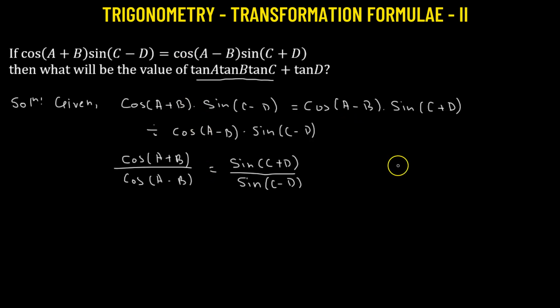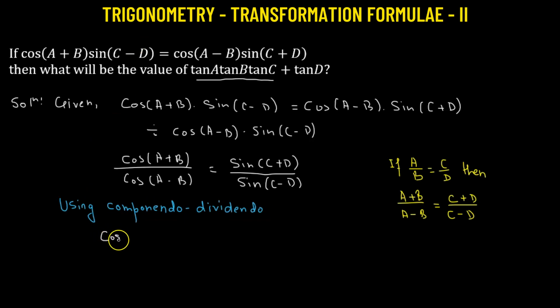We can use a fact known as componendo dividendo. That means if we say the ratio a is to b equals the ratio c is to d, then componendo dividendo states that if we take a plus b and divide it by a minus b, this is going to be exactly equal to (c plus d) over (c minus d). So this is known as the method of componendo and dividendo. So let's use that.